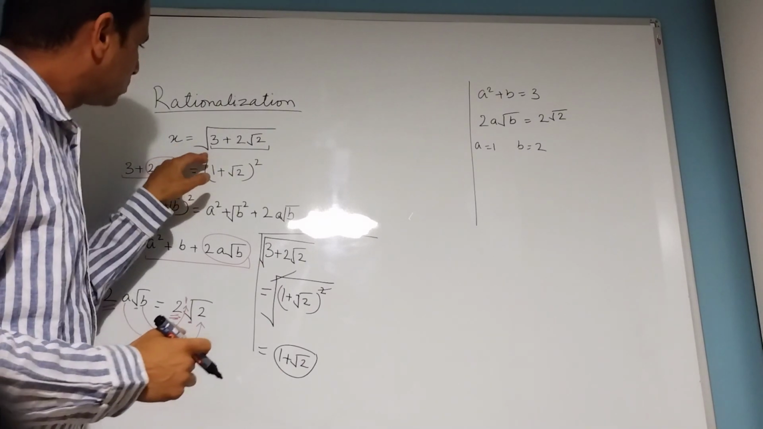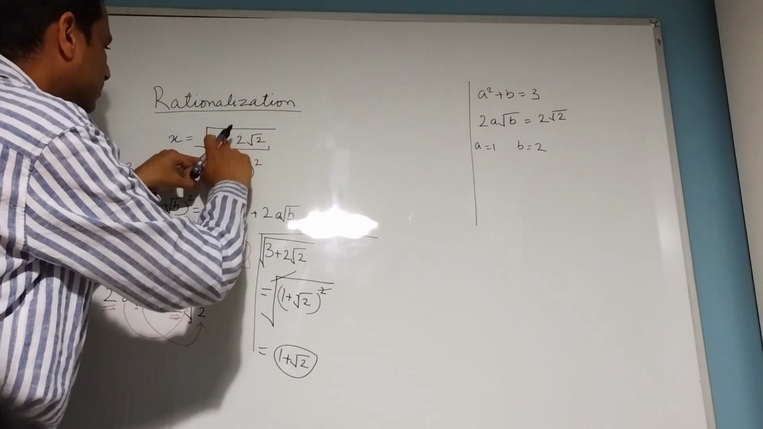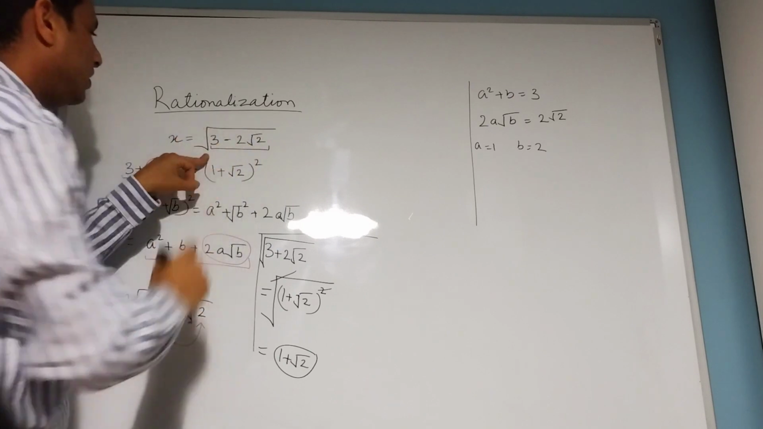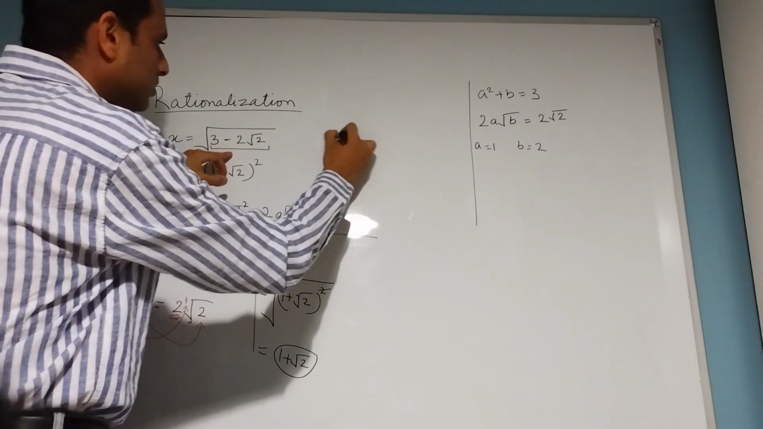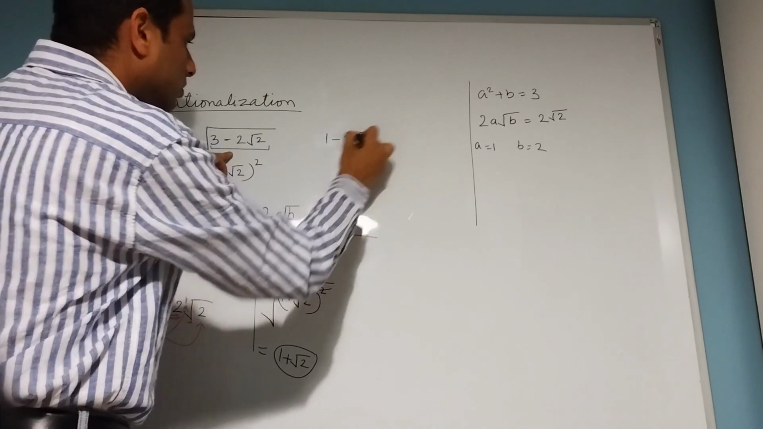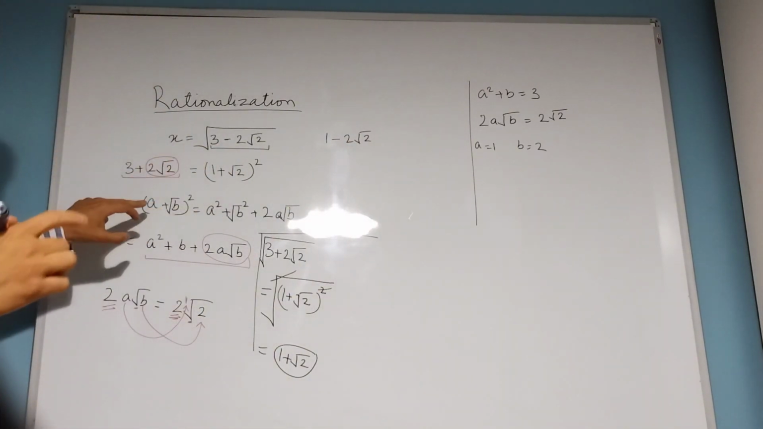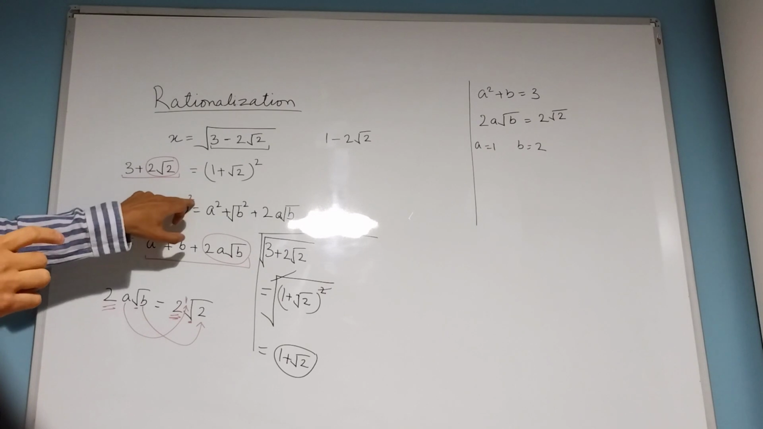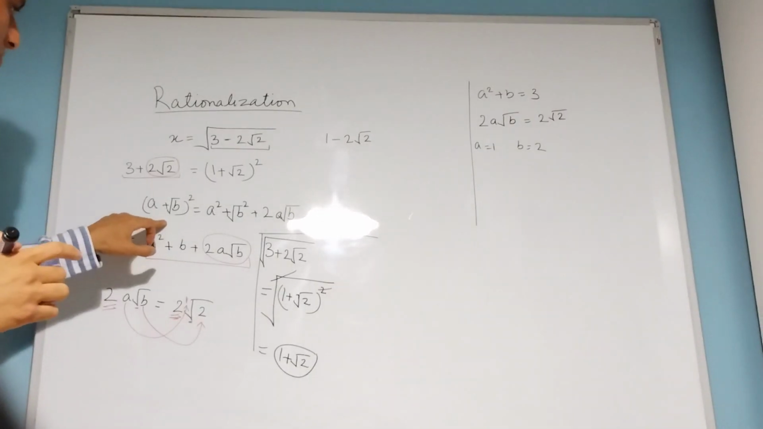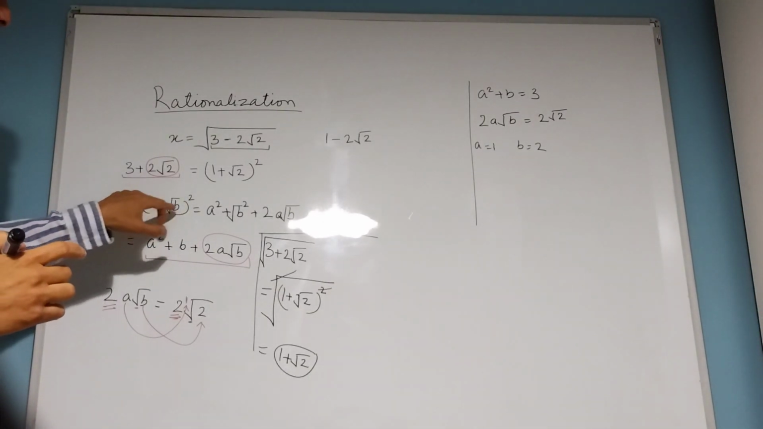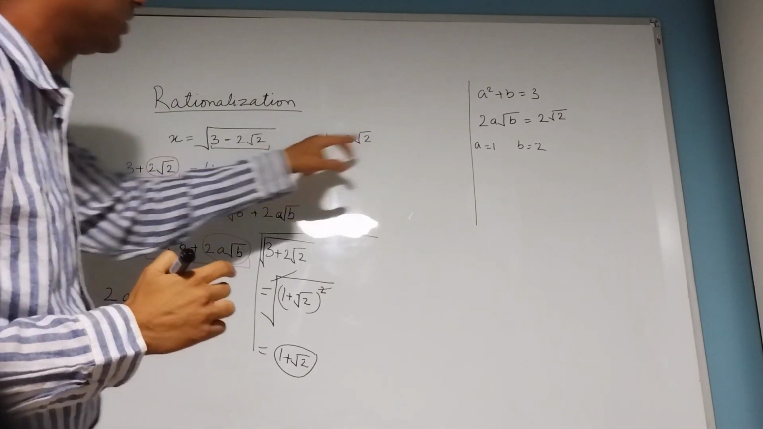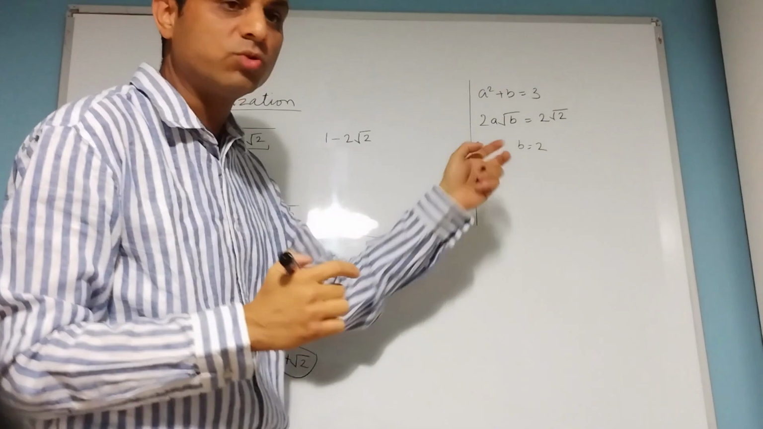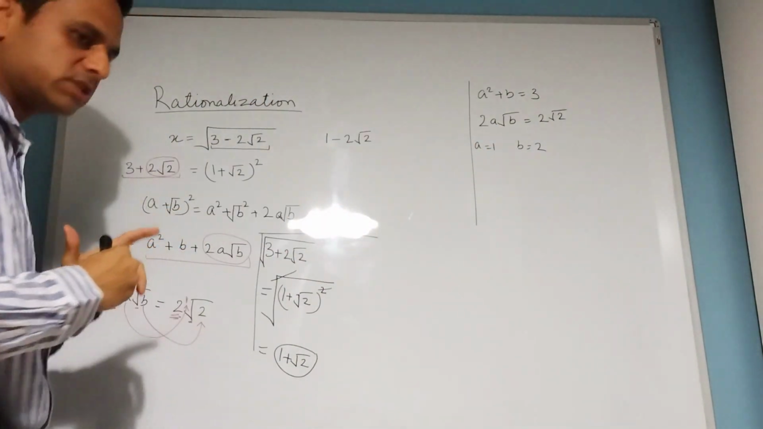So you can try to change the sign here and solve this at home. You will find the answer as 1 minus 2 root 2. The trick would be to use a minus root b whole squared instead of a plus root b whole squared. And you'll find that minus will come here, and you'll find similar corresponding values of a and b. Just try to do this as a homework.